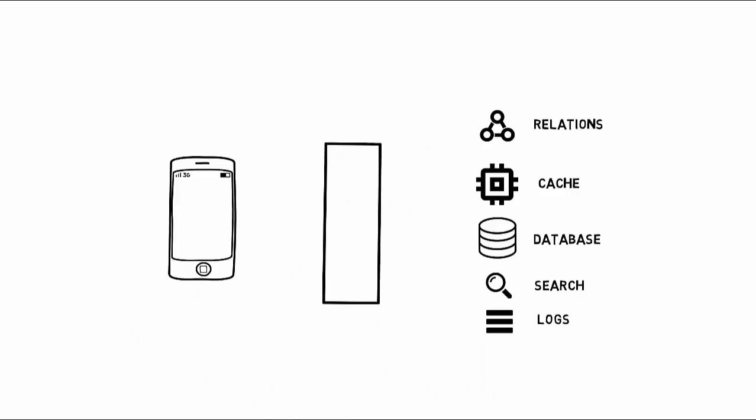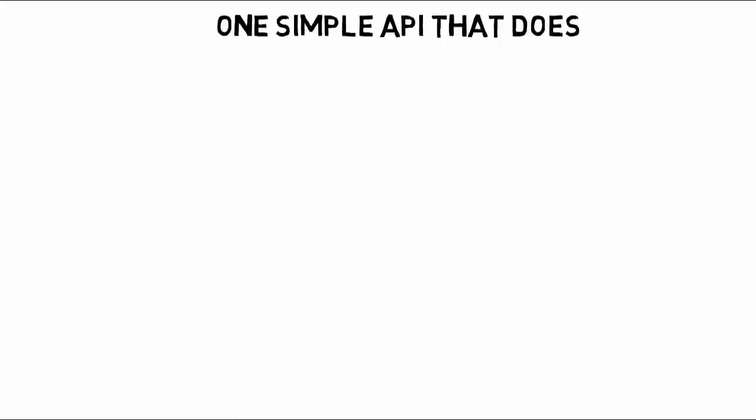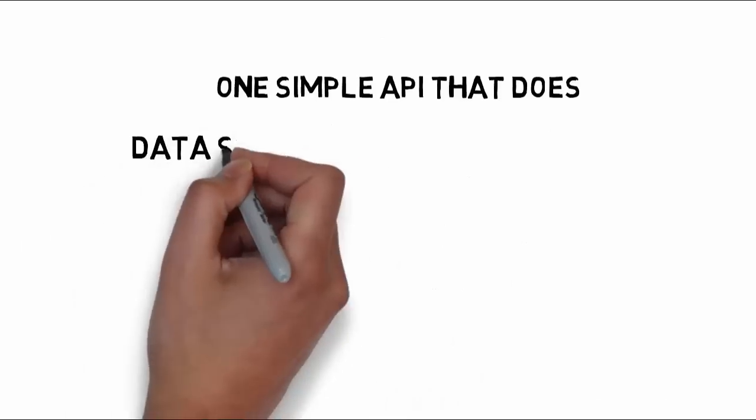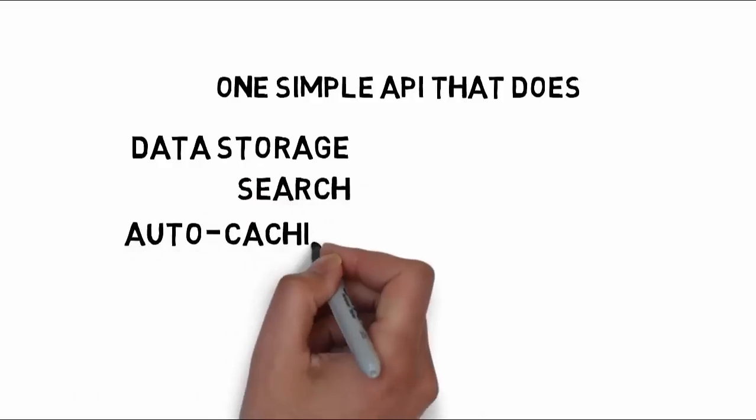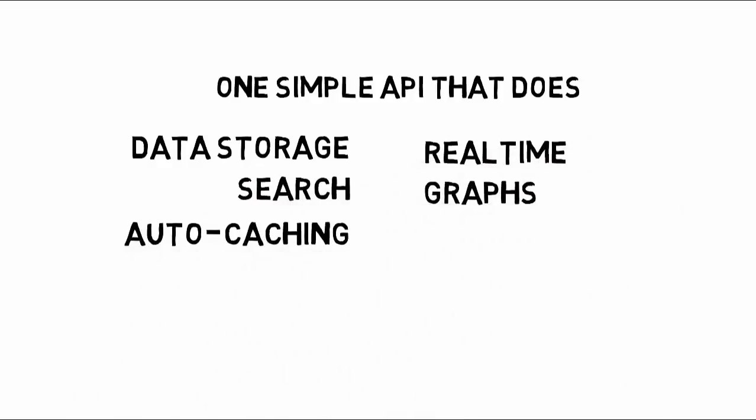Wouldn't it be great if you had one simple API where you store and get data from, and it takes care of where and in which database to actually store your data? That's where CloudBoost comes in. We've built one simple API that does everything, from data storage to search, caching, real-time, graphs, time series, and more.